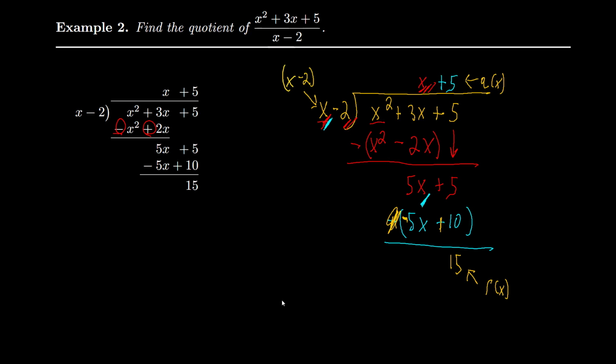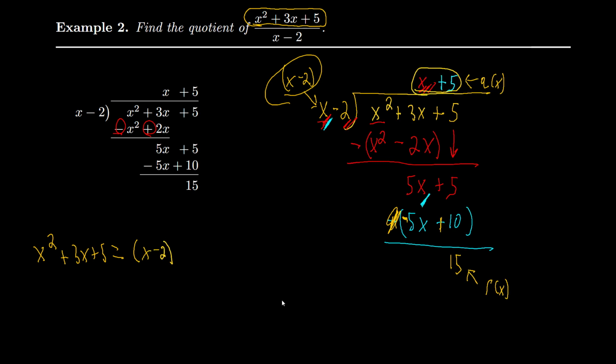And what we're saying is that this thing, x squared plus 3x plus 5, equals, well, x minus 2 times x plus 5 plus the remainder, 15.